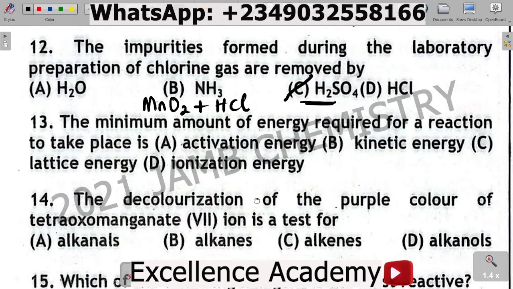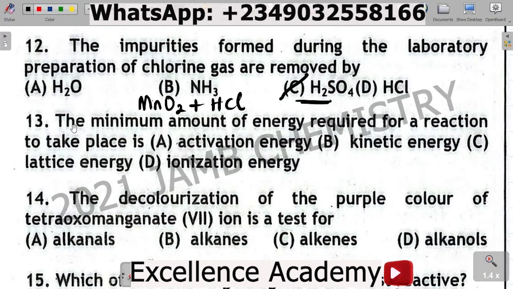Next up, question 13. 13 says the minimum amount of energy required for a reaction to take place is, we've answered this in our previous video. The option A says activation energy, B says kinetic energy, C says lattice energy, D says ionization energy.